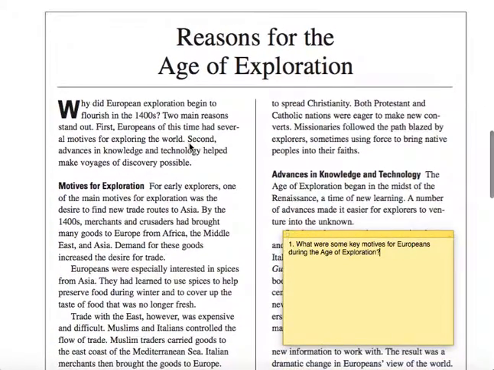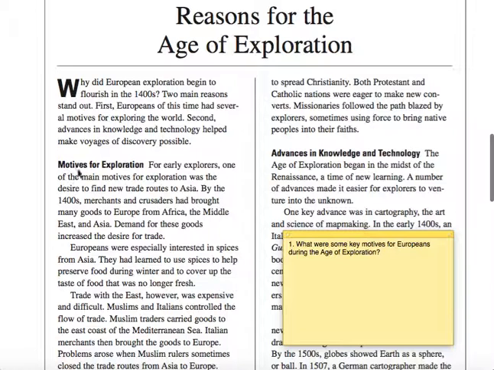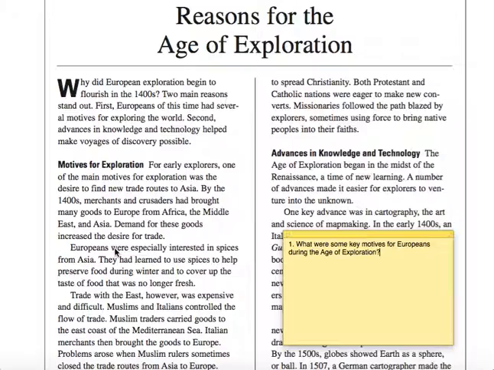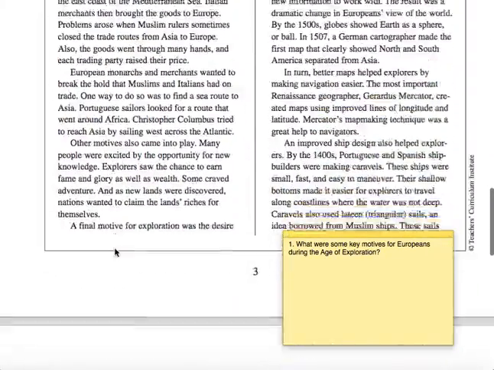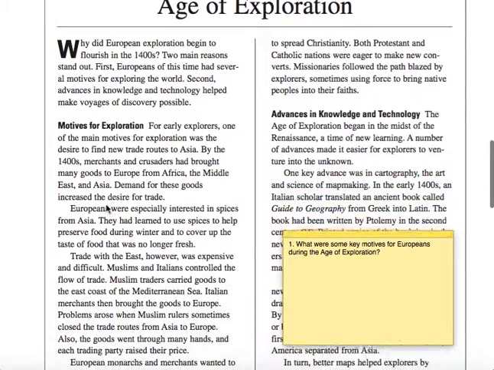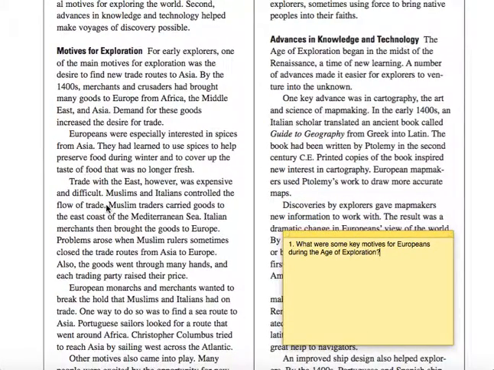So as you can see, our text has 2 main headings. We have motives for exploration and advances in knowledge and technology. Well, I know that I'm looking for motives, so I know that I can probably find my answer for this question in this first column because it even has a heading, motives for exploration. So let's go back and find what were some key motives. Now, I remember that when I was reading, there were multiple motives.